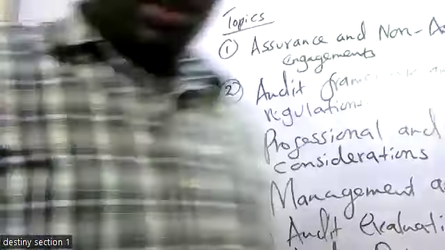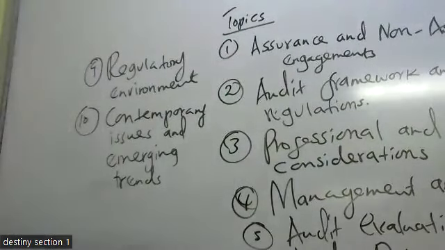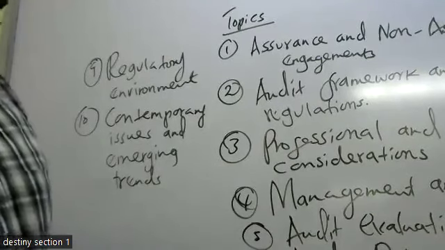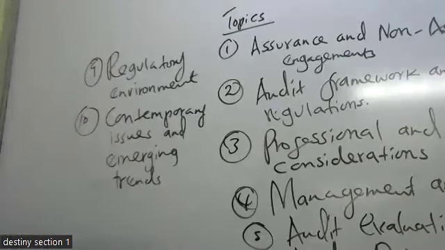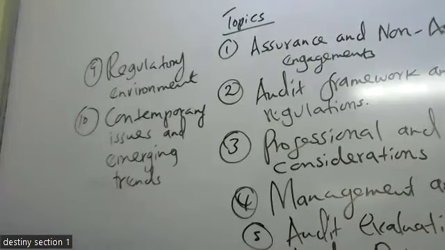So class, those are the 10 topic areas as far as this paper is concerned: the assurance and non-assurance engagement topic, audit framework and regulation, professional and ethical considerations, management and practice, audit evaluation and reviews, audit related assurance services, forensic accounting, concluding and reporting, regulatory environment, and the last one, contemporary issues and emerging trends. These are the topics, Irene and Nancy, we are going to be tackling in this chapter.